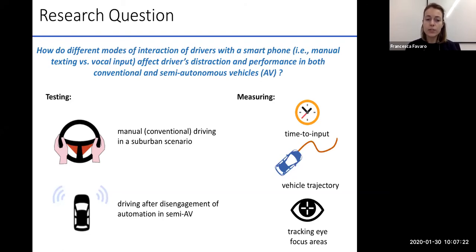So we tested two scenarios. One was a city/suburban scenario with a person driving manually. So this is kind of a conventional car. And then we also tested a highway scenario. And the highway scenario was targeting a semi-automated vehicle.